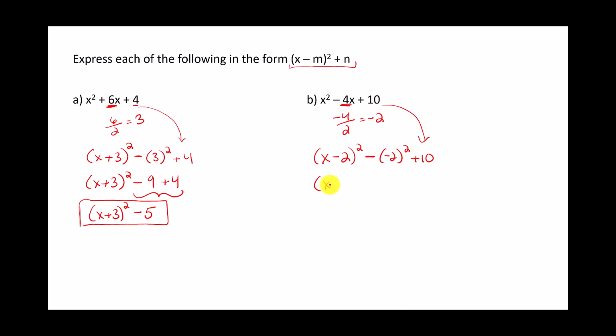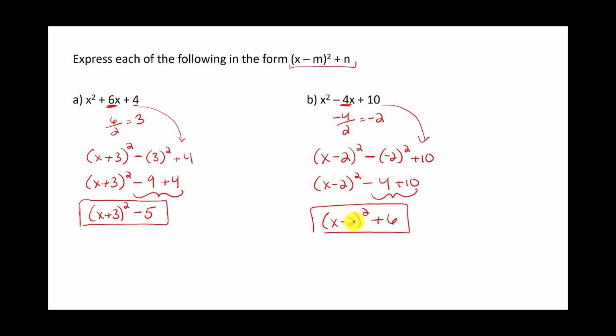So I have x minus 2 squared minus, now negative 2 squared is 4. And then I have to bring this plus 10 down, and then we're going to do that math. So we're going to leave the x minus 2 squared. Negative 4 plus 10 is positive 6. That is my answer. Now let's talk for a second about how would I check that, okay?